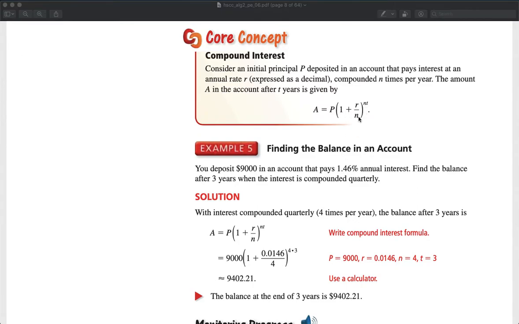Here we have n, the variables. Both of these are just n. N stands for the number of times compounded per year. If we're talking about compounded quarterly, then quarterly in a year means 4. If we talk about biannually, we're talking about 2. If we're talking about monthly, we're talking about 12. If we're talking about daily, we're talking about 365 days. So the number of times that you are compounded will depend on the problem.